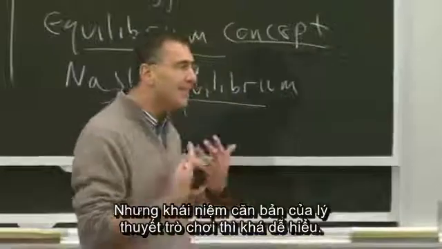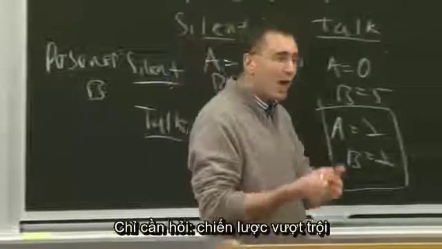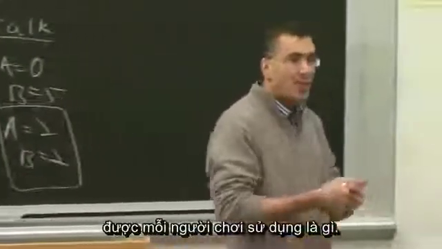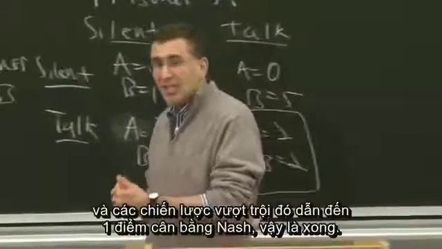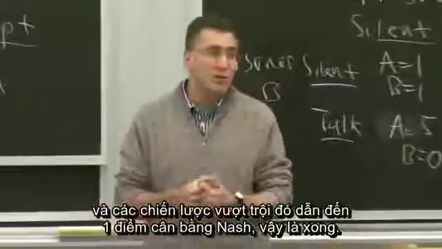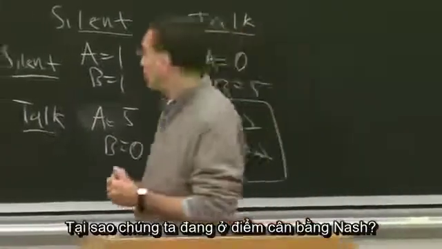But basically, the basic idea in game theory is pretty straightforward, which is just ask, are there dominant strategies that can be played by each player? If each player has a dominant strategy, and those dominant strategies lead to a Nash equilibrium, then you're done. Here, we're in a Nash equilibrium. Why are we in a Nash equilibrium?